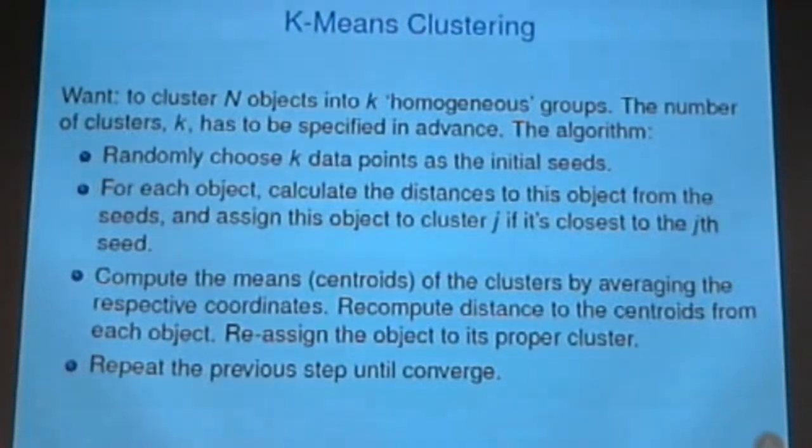Here, basically, we compute the means of the clusters by averaging the respective coordinates, and we compute the distance to the centroids from each object, and we assign the object to its proper cluster. By doing this, probably one object will be closer to another cluster rather than the currently assigned one. So you have to swap. You have to move that object from the current cluster to the other cluster that is nearer to the center. So actually, this is like K-means clustering. The idea is all very similar, except for the way we calculate the center. K-means uses centroids, the means. That's why it's called K-means.